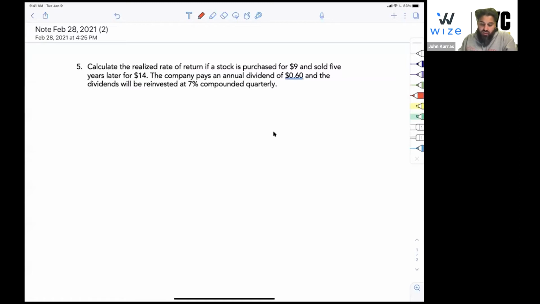This question says that we want you to calculate the realized rate of return. We talked about this yesterday, but on a stock. Yesterday, we talked about how to do it for a bond. It's pretty much the same formula. If you remember for a bond, the realized rate of return was the future value of reinvested coupons. Well, now it's going to be the future value of reinvested dividends, right? Because we tell you that the dividends will be reinvested at a certain rate.